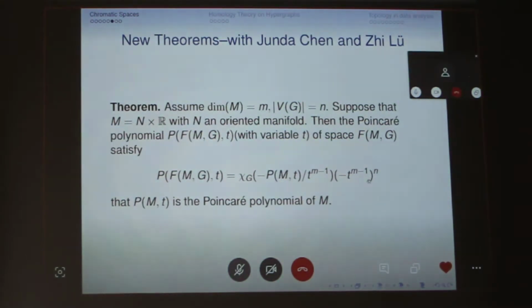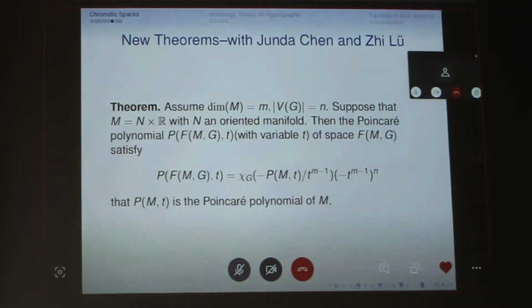So in other words, we actually get some connections between the polynomial of this chromatic space and the chromatic polynomial of a graph, right? In such a way, one to another, together, and for more general cases. Next will be, I guess, our new result.